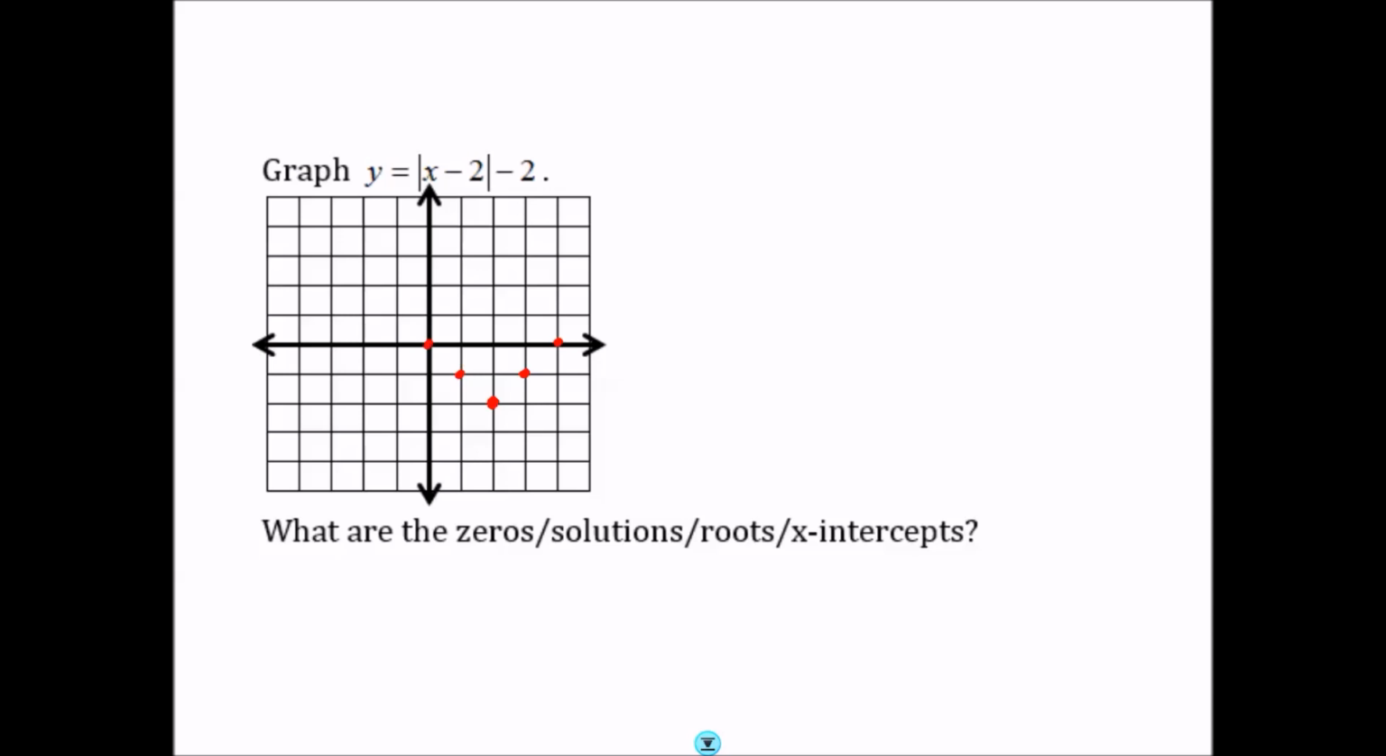So our graph is not stretched or flipped. The question is, what are the zeros, solutions, roots, or x-intercepts? Those four words all mean the same thing. So if you look at this graph, you can see that the x-intercepts are at the point 0, 0 and the point 4, 0. Or that the solution set to this equation are 0 and 4.